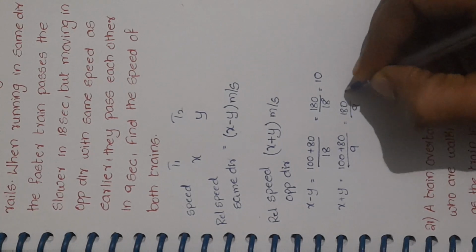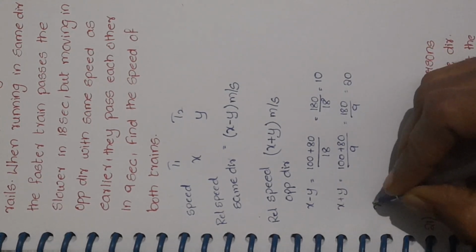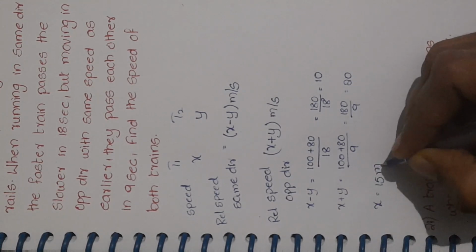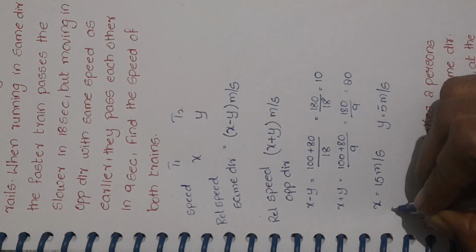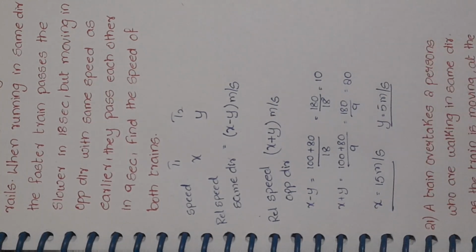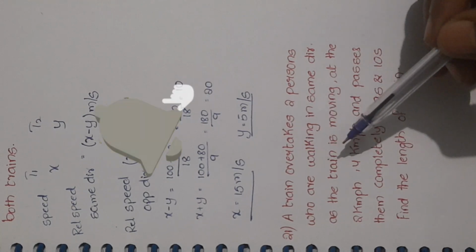180 by 9, it is 20. On solving both these equations, we get x is equal to 15 meters per second and y is equal to 5 meters per second. This is the speed of the first train and this is the speed of the second train.